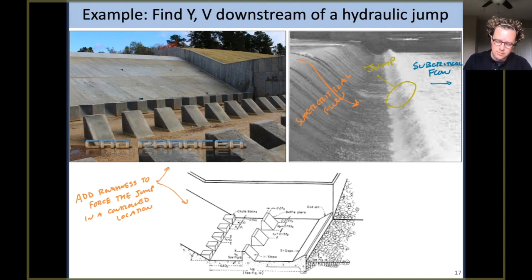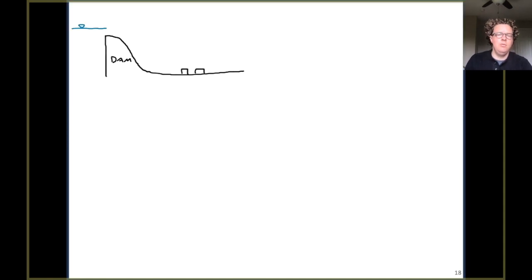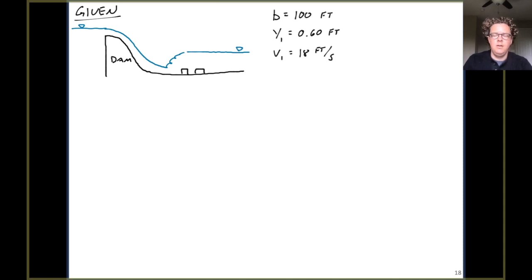So our objective today is going to be, given information about what's coming over a dam, what would be the velocity and depth that would exit one of these sets of baffle blocks that would cause the hydraulic jump. So to make this problem a little more tangible, let's envision we've got a dam, we've got those blocks down at the bottom causing a hydraulic jump. So for a dam that is 100 feet wide, meaning in and out of the screen, and a depth of flow coming over the dam of 0.6 feet and a velocity of 18 feet per second when it reaches the hydraulic jump, what will be the downstream depth and velocity?